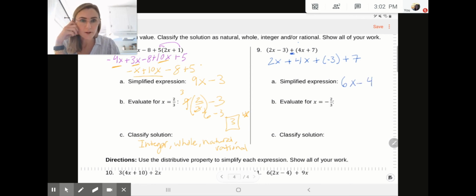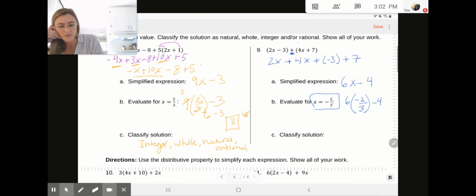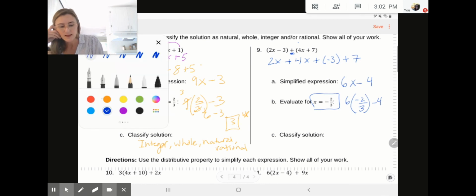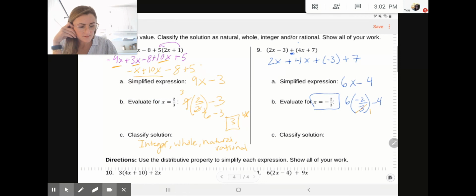Now I'm going to evaluate for when x equals negative 2/3, which means I'm just going to plug this in. Instead of 6 times x, it's 6 times negative 2/3. Everything else stays the same. So now I'm looking at how can I simplify 6 and negative 2/3. I know that 3 goes into 3 once. 3 goes into 6 twice. So now I just have 2 times negative 2, which is just negative 4.